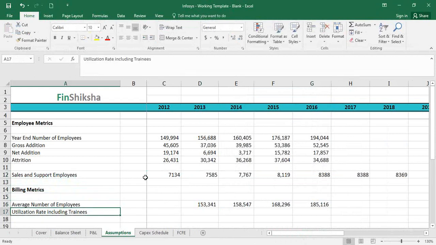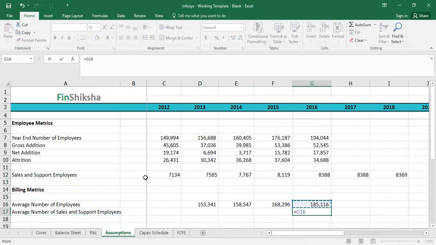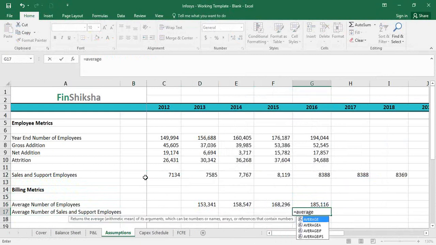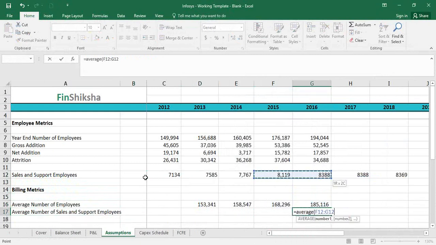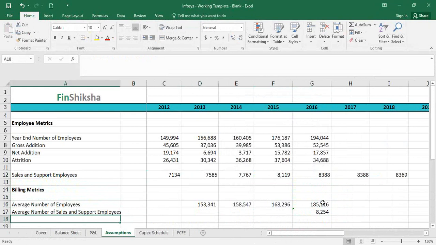Now, we can just rewrite this here: average number of sales and support employees. And can I find out the average? That's basically the average of these two, correct? And I can drag it on the left side.